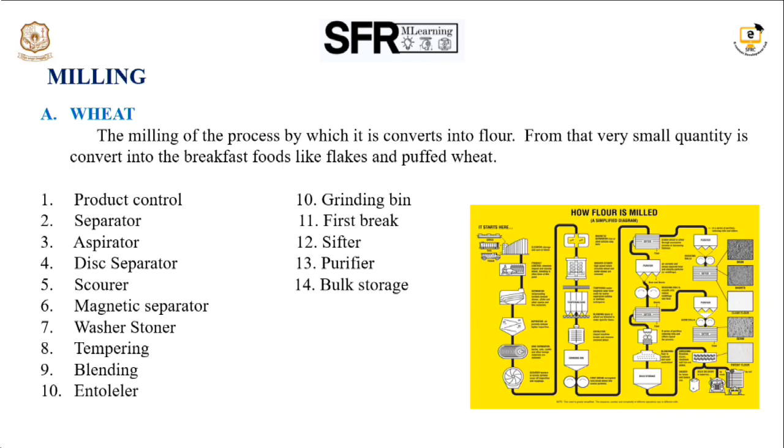After that, it goes to the purifier. If they need a more uniform, smaller size, it then goes to the second break. If they are not satisfied after the second break, they go to the third break until they achieve the desirable form, that powder form, or the correct texture. After that, it goes to the bulk storage.